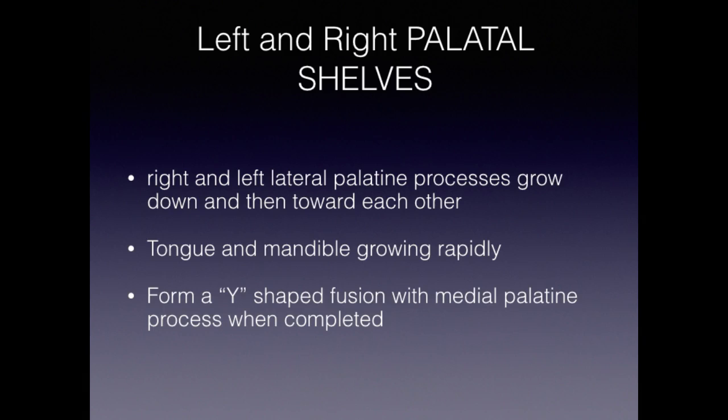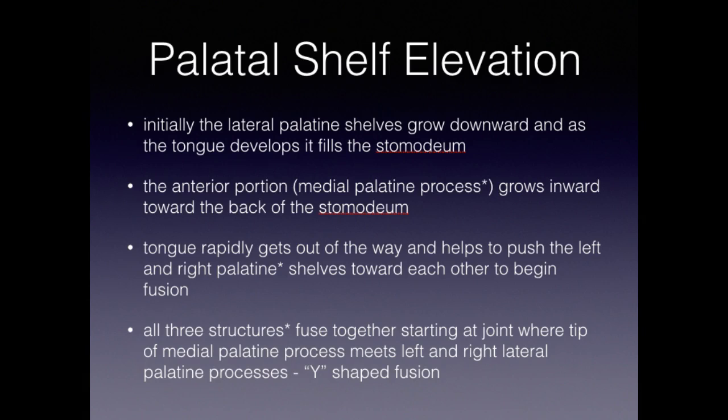But right now, at this point, the tongue is in the way. So we have to get the palatal shelf elevation piece. Initially they're growing downward because the tongue is in its way. And the anterior portion of the medial palatine process is growing inward toward the back of the stomodeum.